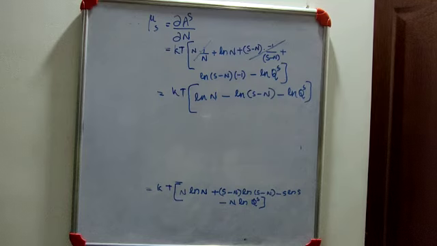kt into log n minus log s minus n minus log qs. So finally, how can we rewrite this? mu s equal to kt into log n by qs into s minus n.